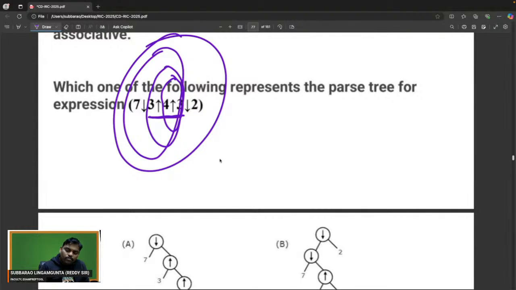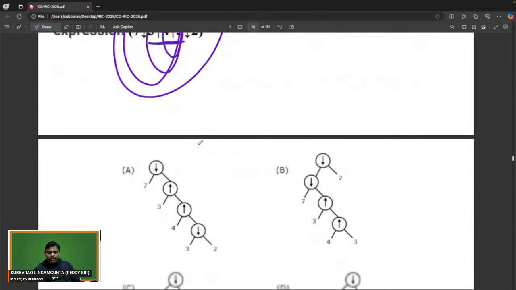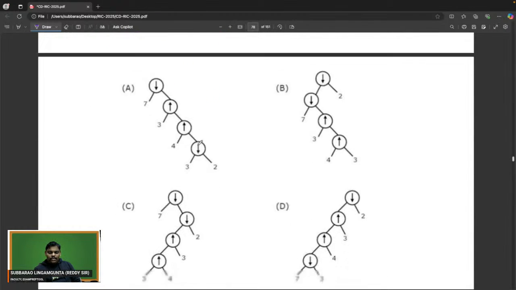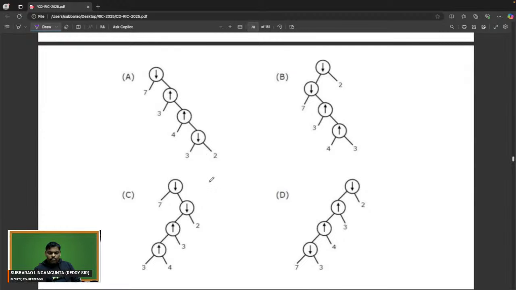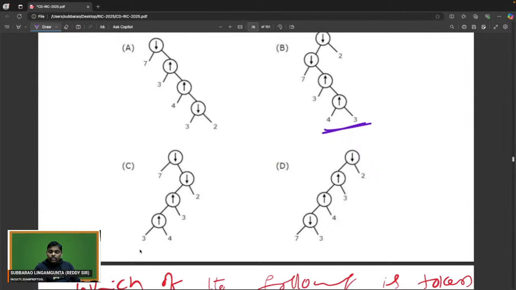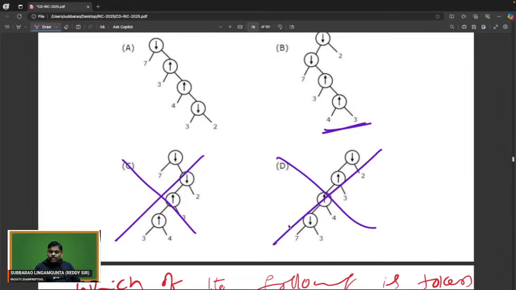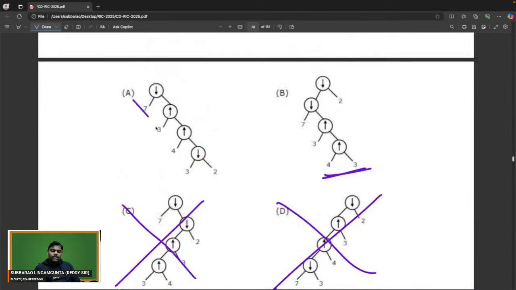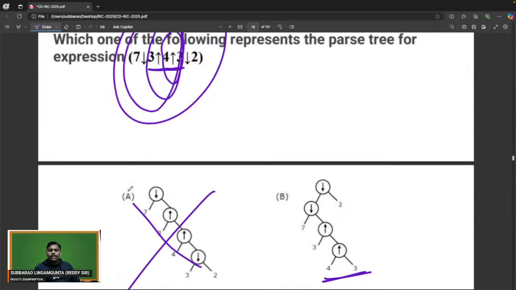First remember 4 power 3. Wherever it is in the tree, please check, the bottom ones will be done first. Remember 3 power 4 is different from 4 power 3. So this cannot be, this cannot be. Directly B is the answer. Right?